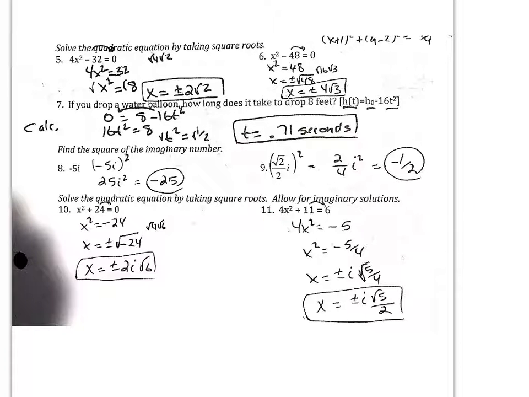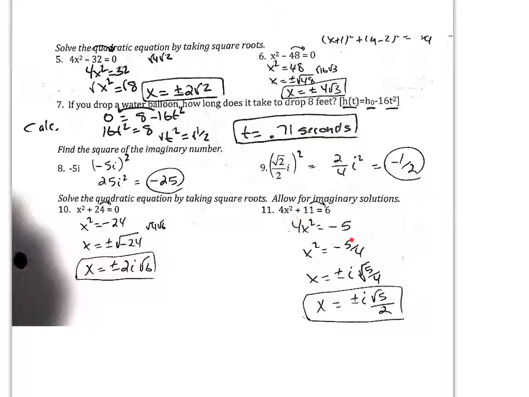10 and 11 are exactly the same thing as 5 and 6, except you're going to get i's in your answers, so be careful there. Move the 24 over. It's negative. Take the square root of -24. That's why there's an i. You got to take an i out to break 24 down with 4 and 6. The square root of 4 is 2. I don't know the square root of 6. It stays inside.